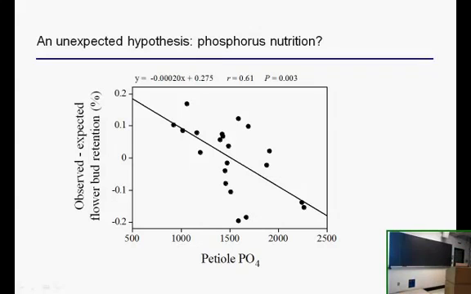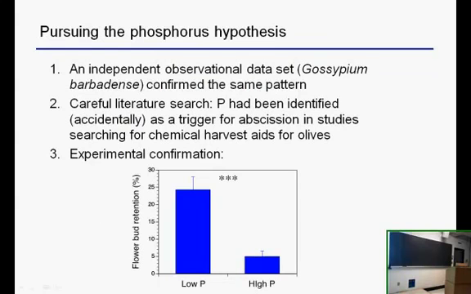And here's what we found. So the first thing we did was generate an independent observational data set, this time for actually a different species of cotton. This is Pima cotton, Gossypium barbadense. And we found exactly the same pattern. Higher levels of phosphorus nutrition, greater abscission of squares. So okay, maybe something really is going on here.